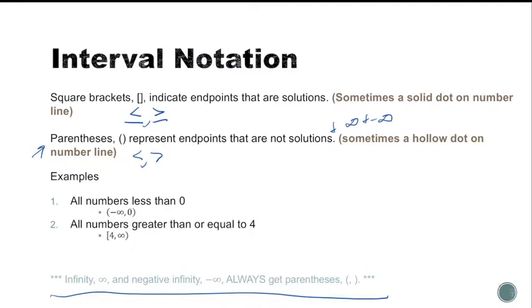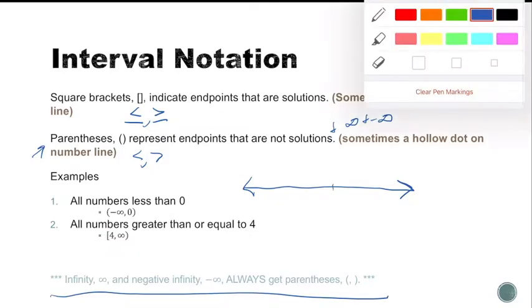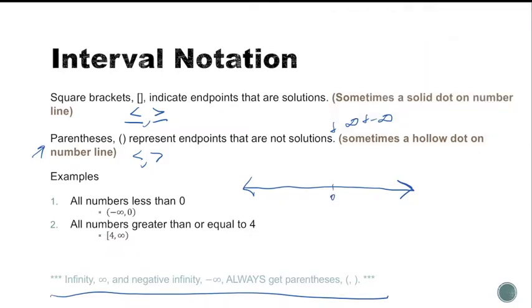So for example, if I wanted all numbers less than 0, I could graph this on a number line. Here's 0. So I'd put an open circle at 0 and shade to the left. That's its graph version. But I could also write it in interval notation. So we're going from negative infinity all the way to 0.